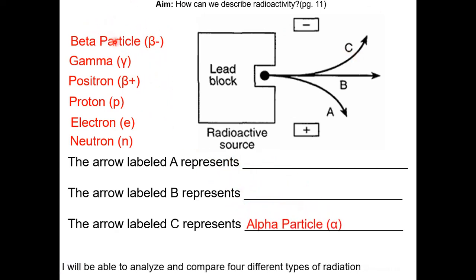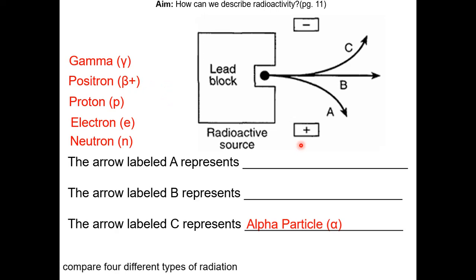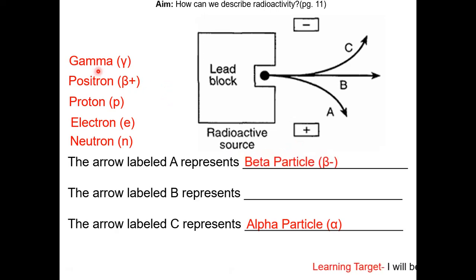Beta particle is negative, therefore it will be attracted to the positively charged plate. So arrow A can represent the beta particle. Gamma radiation is neutral, therefore it will not be affected by the positive or negative charged plate, it will just go straight through. So arrow B can represent gamma radiation.